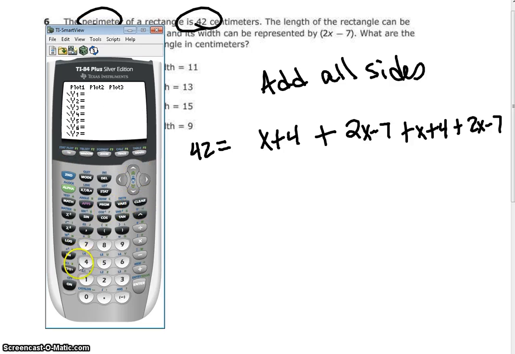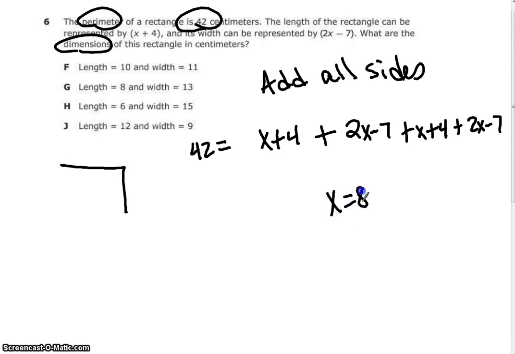Y1 is anything before the equal sign, so 42. Y2 is going to be everything after it, so it's going to be x plus 4 plus 2x minus 7 plus x plus 4 plus 2x minus 7. And that got you all the way around. So when you have something at y1 and at y2, you're going to go second calc 5. You're going to give it a minute to draw. Enter, enter, enter, and you get 8. So x is equal to 8.